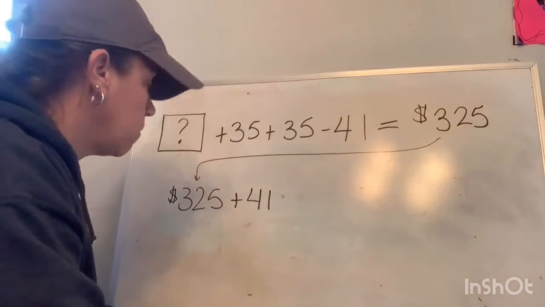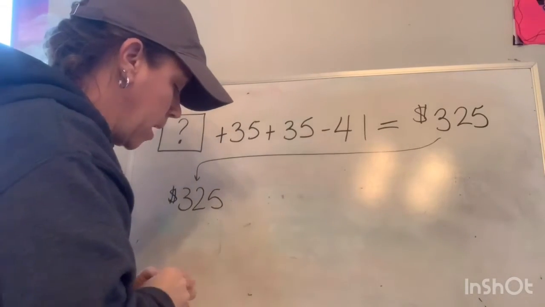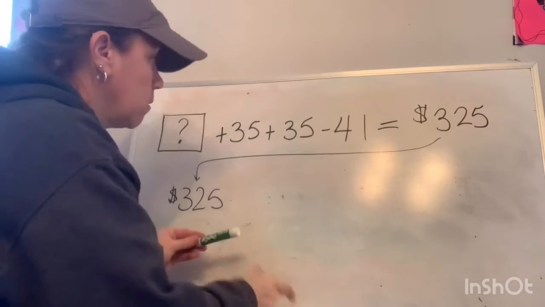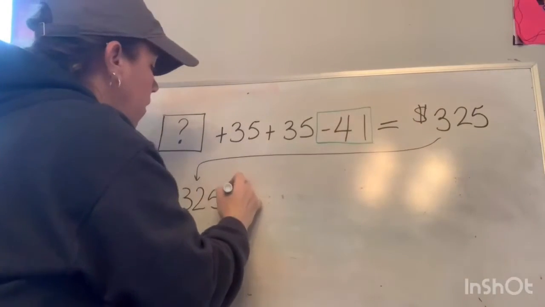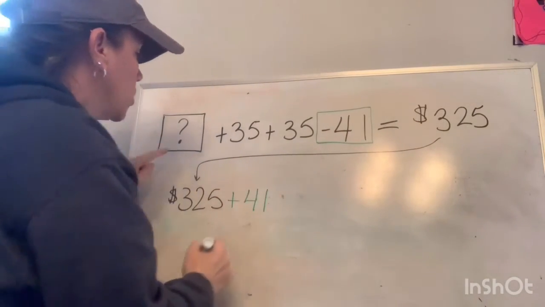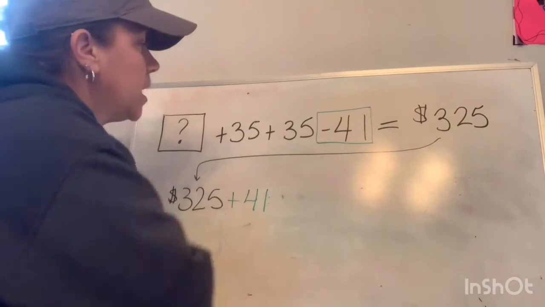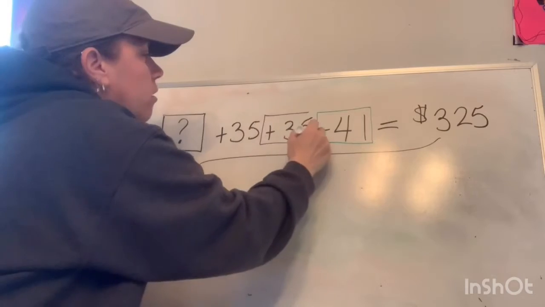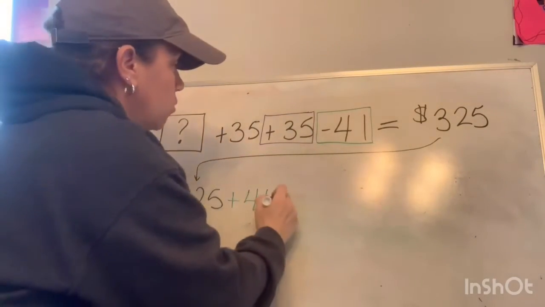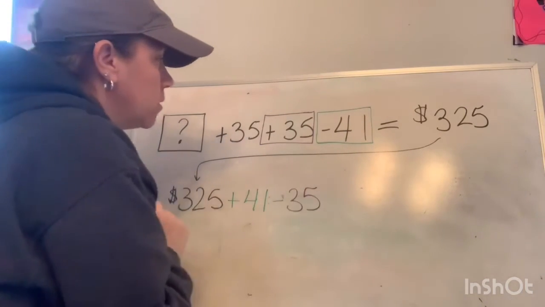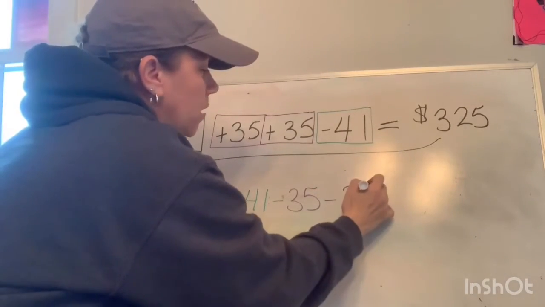This day, and let me do it like this so you can see it a little bit better. Let's bring some colors in. So if he subtracted $41 to get the 325, I'm going to add the $41 back in to find out what I started with. Up here, he added $35. So down here, I'm doing the inverse operation, the opposite. So I'm going to subtract $35. Same thing here. He added $35. I'm going to subtract $35.